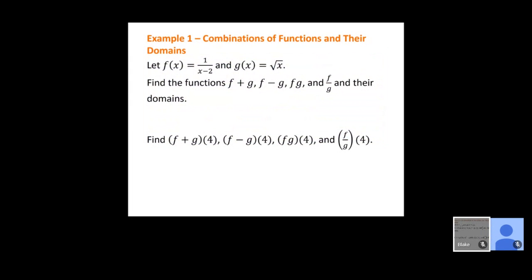All right, so let's take a look at these two functions here. Again, we're just looking for addition, subtraction, multiplication, and division of each of those functions. Okay, so I'm going to start with f plus g of x, which means I'm just adding the f of x and the g of x functions together. So when I do that in this case, I start with the f of x. We have 1 over x minus 2 plus the g of x function, which is square root of x.